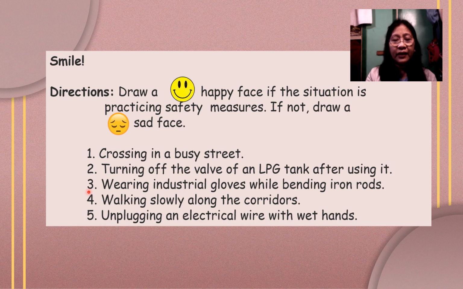Item number 3, wearing industrial gloves while bending iron rods. Item number 4, walking slowly along the corridors. And item number 5, unplugging an electrical wire with wet hands.